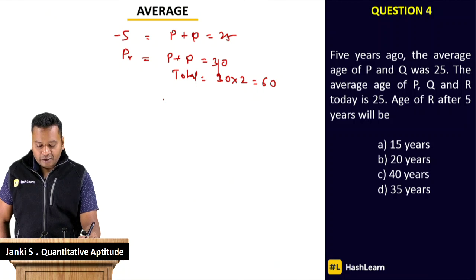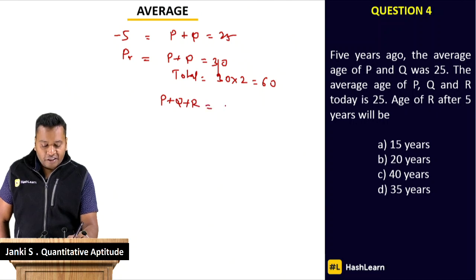Now the second condition is nothing but the average age of P, Q and R. So P, Q and R, the average age is 25. That means the total of P, Q and R is nothing but 25 into 3.